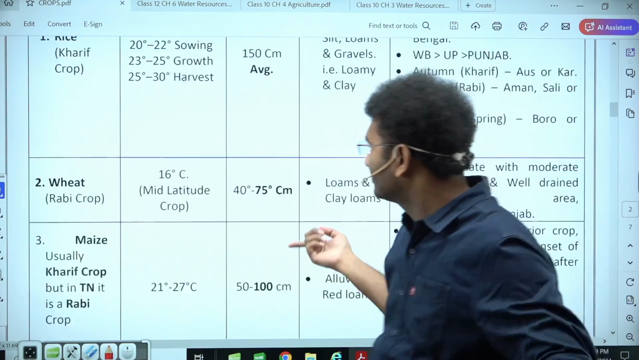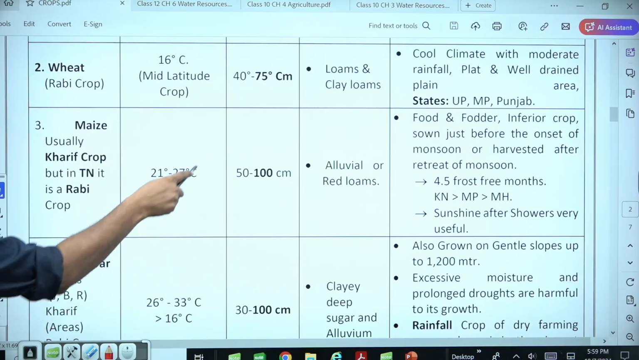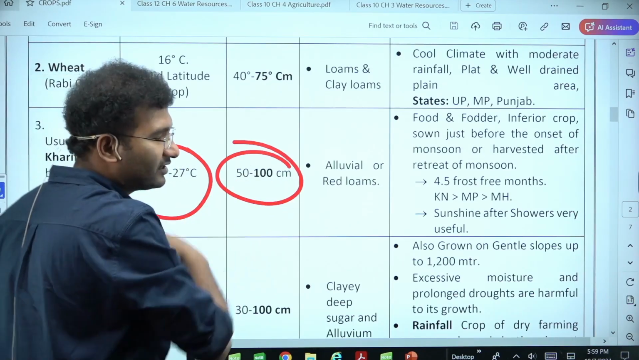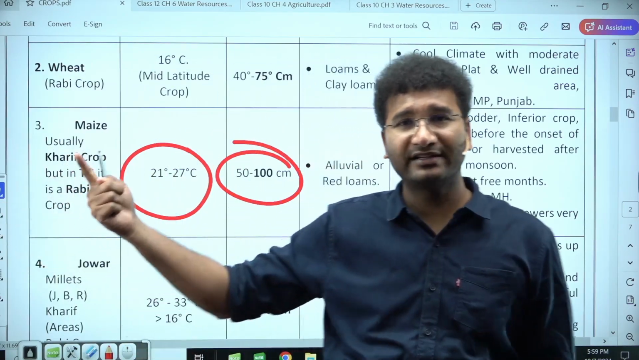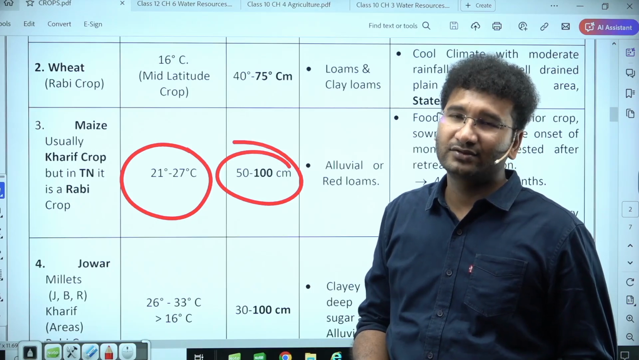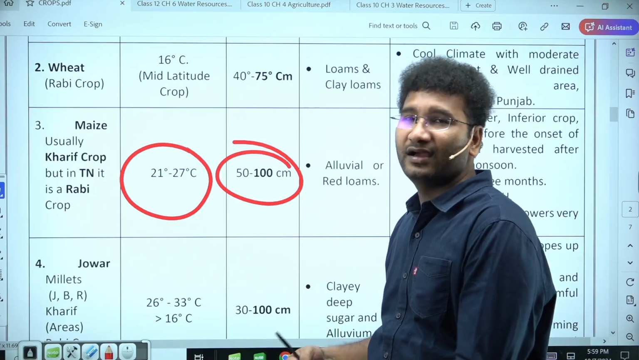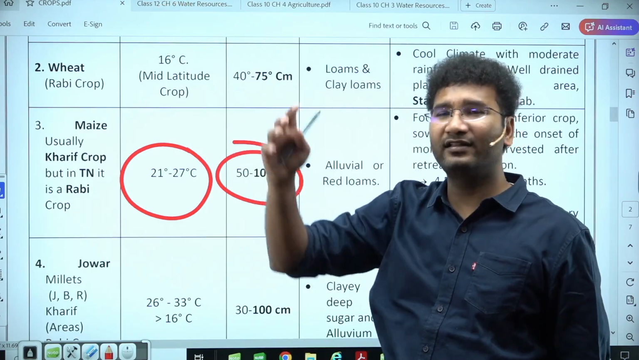Right? So come to corn. What does corn need? Corn needs 27 degrees, 50 to 100 centimeters. That means as compared to rice, it is corn which requires less water. So if you do not have enough water, a farmer will go for maize. And if they are living in the northern part of India, then they will go for wheat.